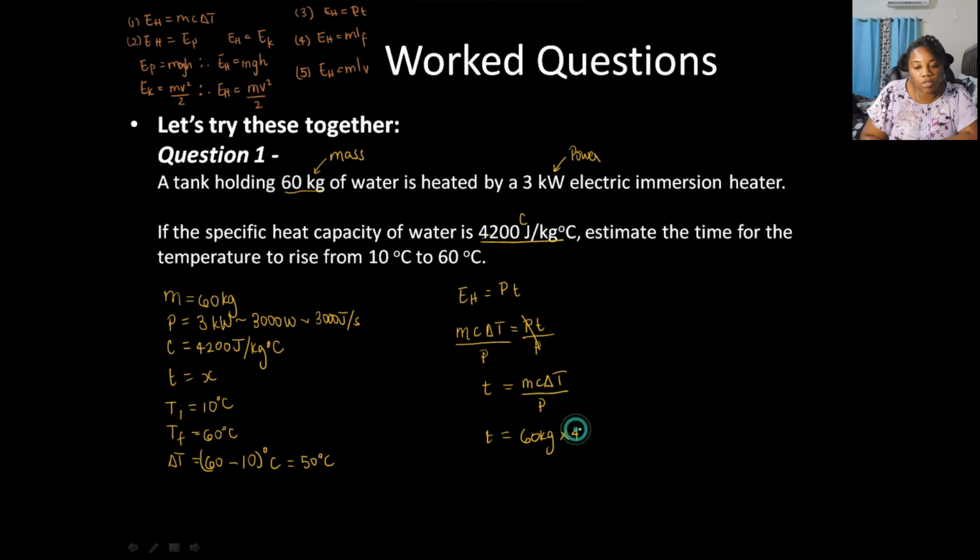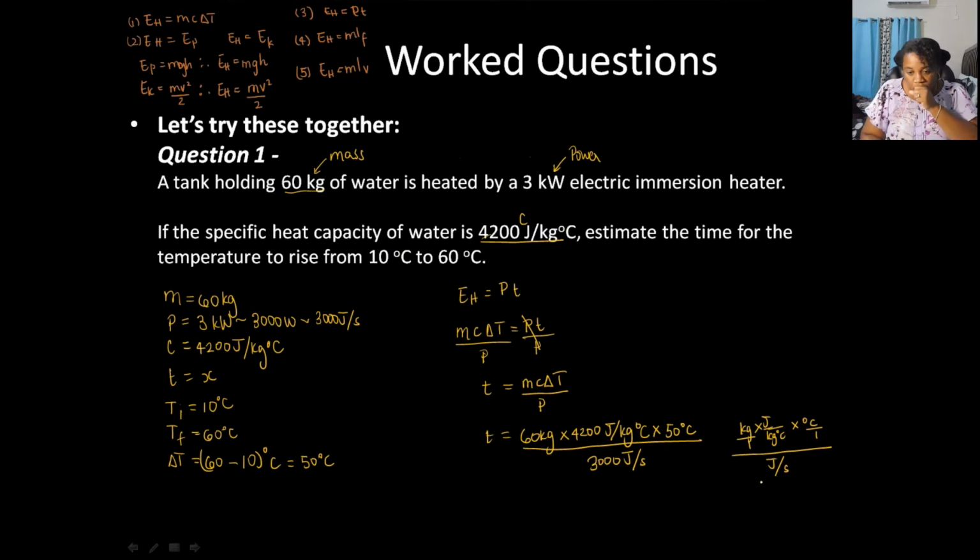C is 4200 joules per kilogram degrees Celsius, and delta T is 50 degrees Celsius, over power. So the power we worked out was 3000 joules per second. Now if we take all of these units out here, we have kg times J over kg degrees Celsius times degrees Celsius. So we can put this over 1 over J over S.